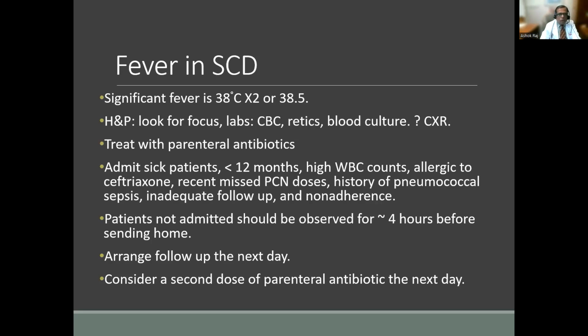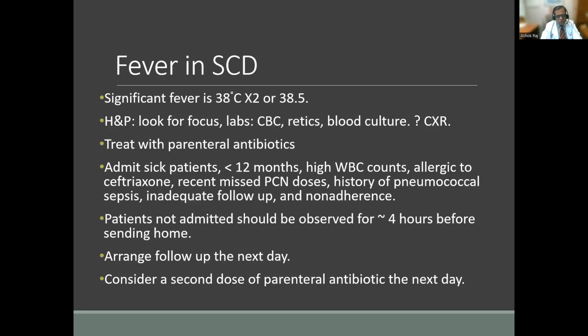A brief mention about fever in sickle cell disease. Any patient with sickle cell disease who develops fever, we take it really, really seriously. We have to get them evaluated right away. We want to get a CBC, reticulocyte count, and a blood culture. Now, as far as chest X-ray is concerned, it's a question mark.